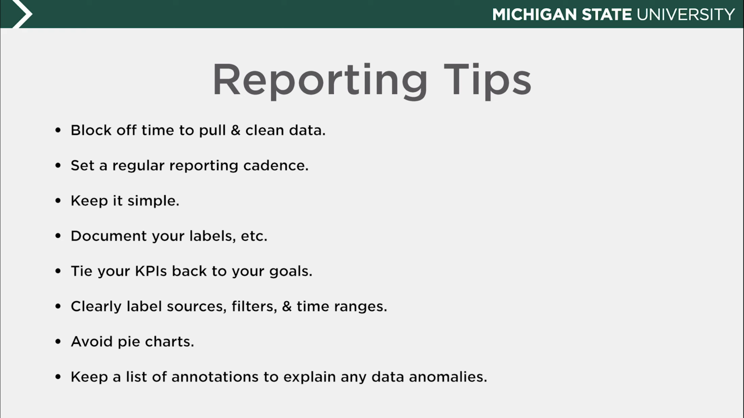And make sure you keep a list of annotations to explain any data anomalies. You might find that Twitter had a data issue or Facebook purged some profiles and it impacted your follower counts or your engagement values on a particular time span. Make sure you keep a record of that. So a year from now, when you're doing year-over-year reporting, you'll remember what that glitch was and you don't have to go back and dig through things.